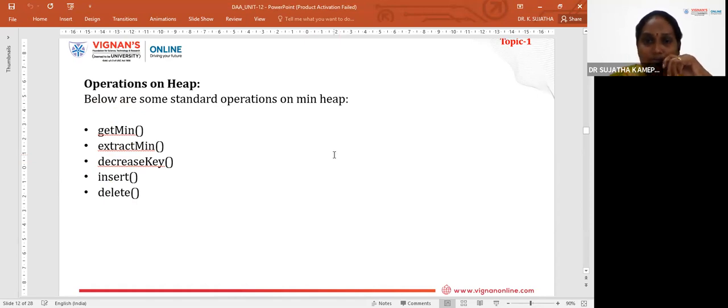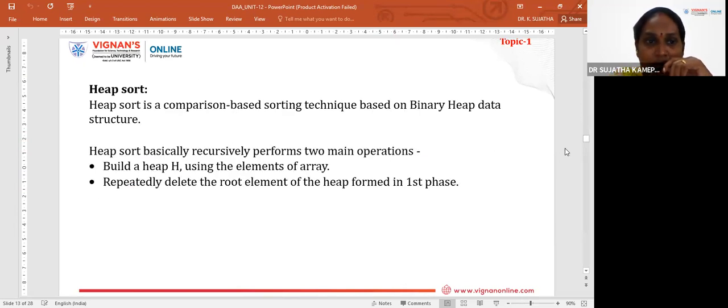I hope that you all understood about heap data structure. Now, based on this heap, we can do sorting as well. Next, we can see heap sort. Heap sort is a comparison-based sorting technique based on heap data structure. Heap sort basically performs two main operations. What are those two operations?